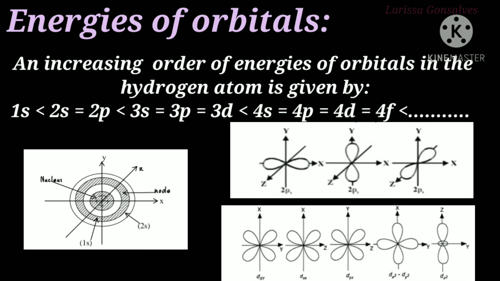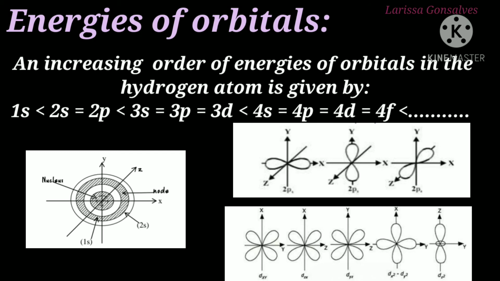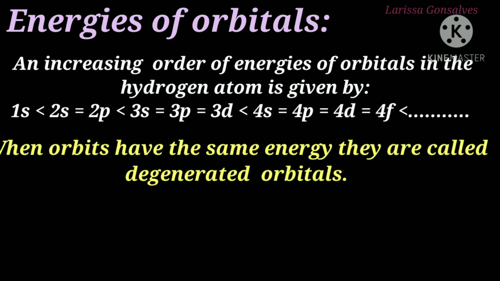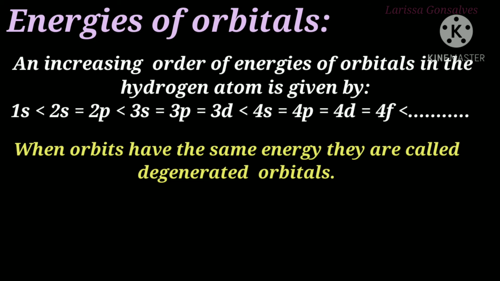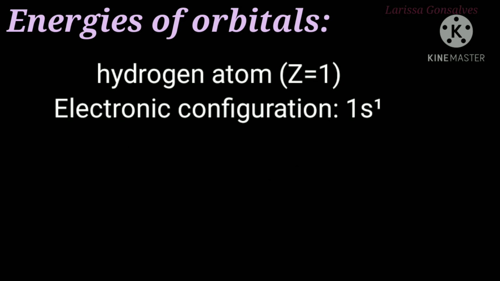We already know that the shapes of s, p, d and f orbitals are different. When orbitals have the same energy, they are called degenerate orbitals. If we look at the hydrogen atom, then 2s and 2p are degenerate orbitals, because we know that the electronic configuration of hydrogen atom is 1s1, as one electron moves into the 1s subshell. That is why 2s and 2p will be degenerate orbitals.